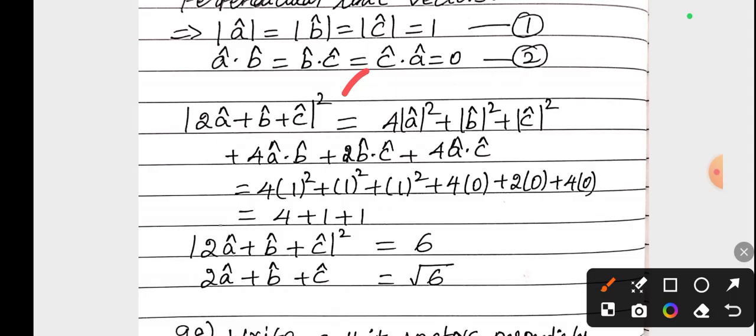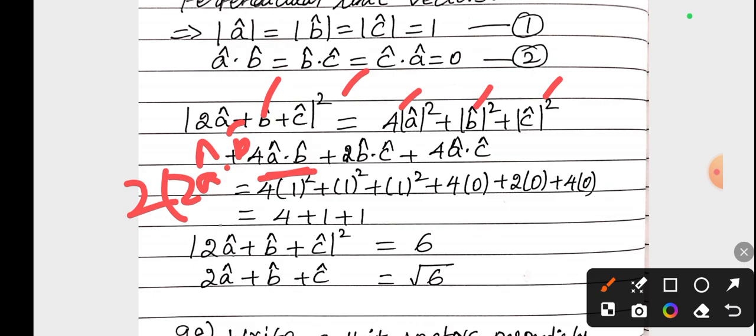That is nothing but a square plus b square plus c square plus 2ab plus 2bc plus 2ca. So 4 into magnitude of a square, plus magnitude of b square plus magnitude of c square. So 2 into 2a cap into b cap, so it will get 4a cap b cap. Then 2 into b cap c cap. So you will get 2b cap c cap. And 2 into c cap into 2a cap, you will get 4a cap c cap.